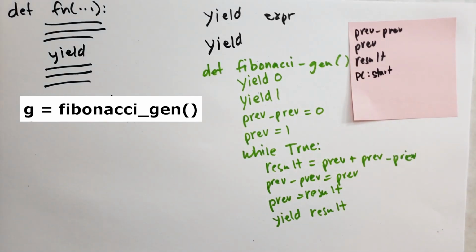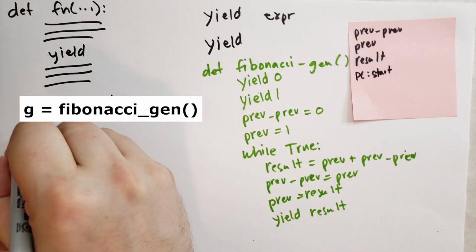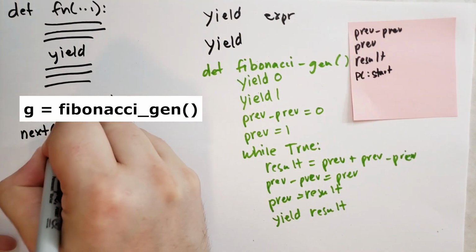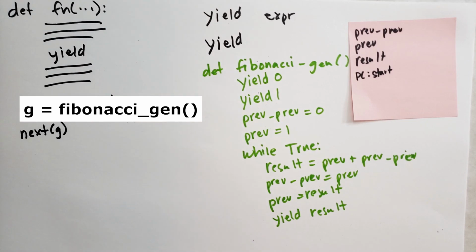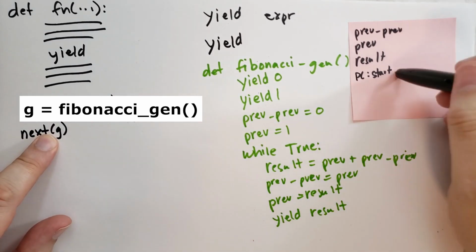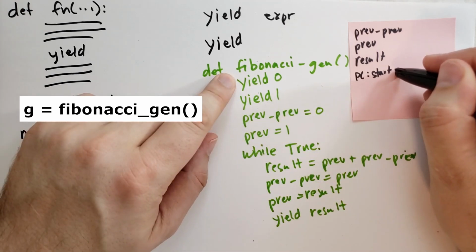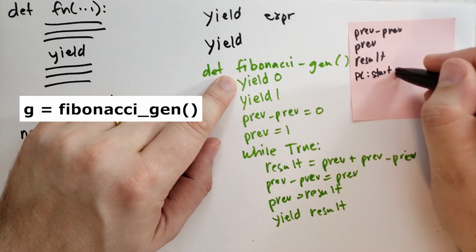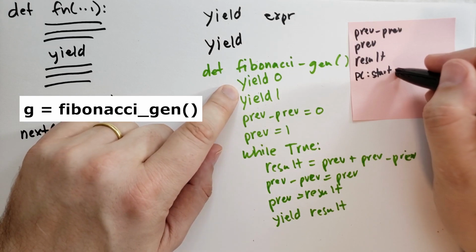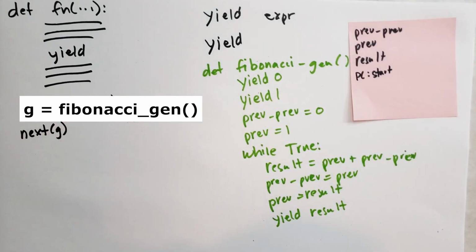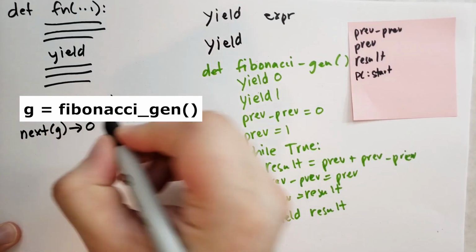A generator is an iterator, so we can call next on g. When you call next on a generator, it continues from where the program counter was pointing. In this case, the beginning. When it hits a yield statement, it returns that as the next value. In this case, the first statement is yield 0. So this one yields 0.